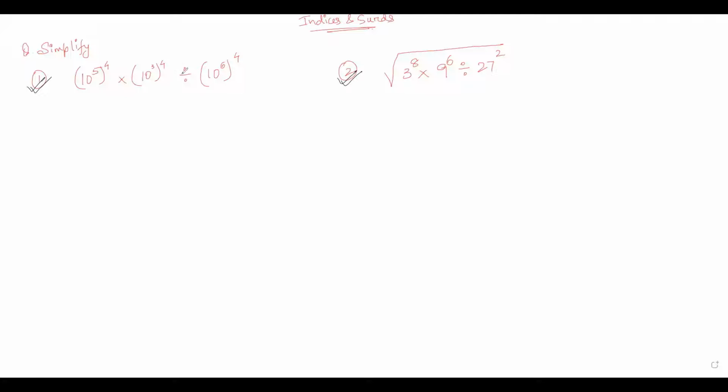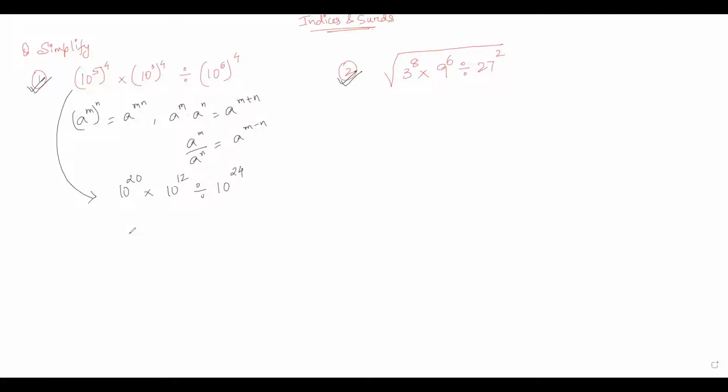raised to power 3 to the power 4 divided by 10 raised to power 6 to the power 4. So here, if we simply use the rules of indices, a raised to power m to the power n equals a raised to power mn, and a raised to power m times a raised to power n equals a raised to power m plus n, and a raised to power m upon a raised to power n equals a raised to power m minus n. In that case, this expression will become 10 raised to power 20 times 10 raised to power 12 divided by 10 raised to power 24.